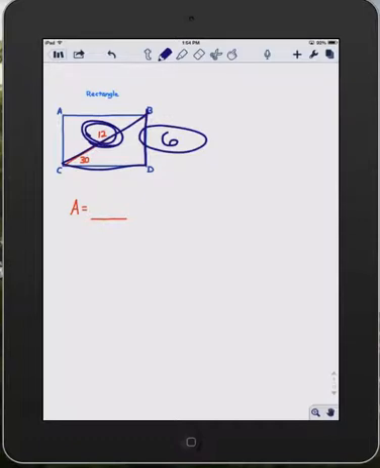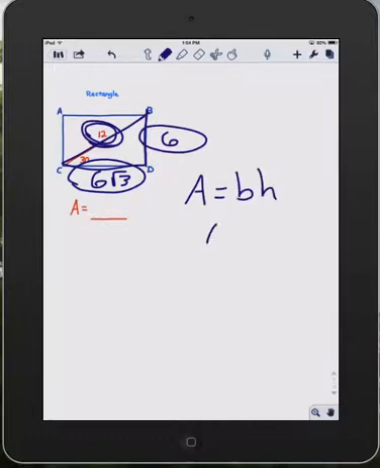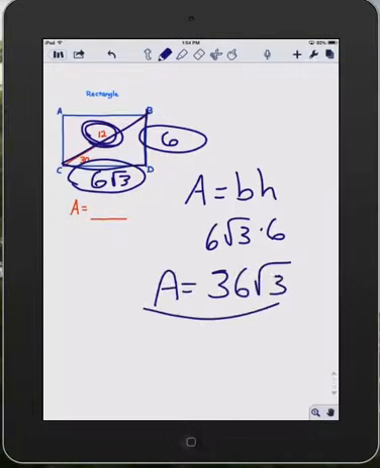And the longer leg, which happens to be the base or the segment at the bottom of this rectangle, is equal to the shorter leg times the square root of 3. So we get 6 times square root of 3. So now we can find the area by saying area equals base times height. The base is 6 times square root of 3. The height is equal to 6, and that multiplies to equal 36 times square root of 3, which is the area. And that's the answer to that question.